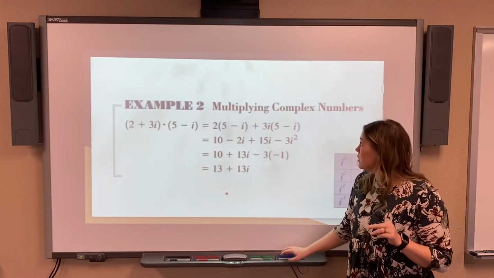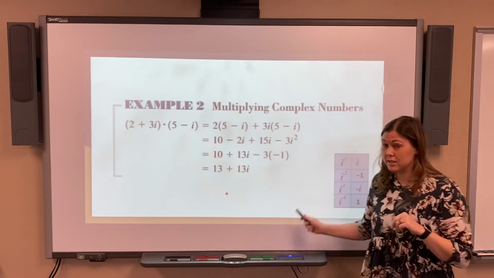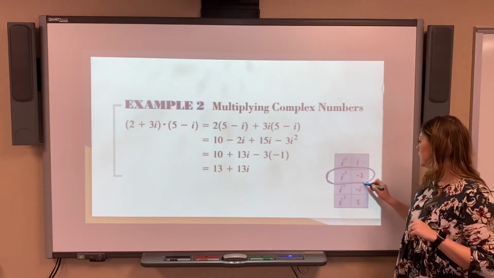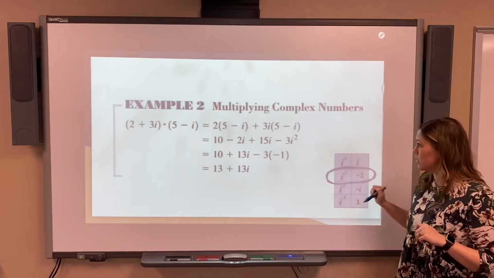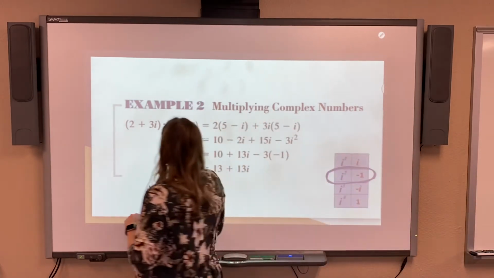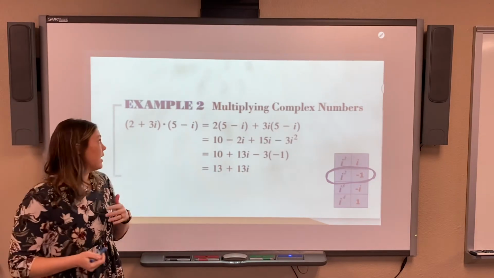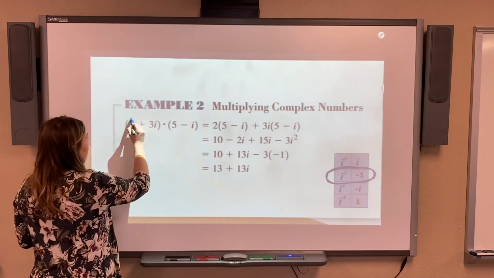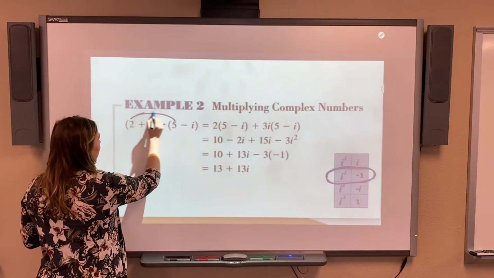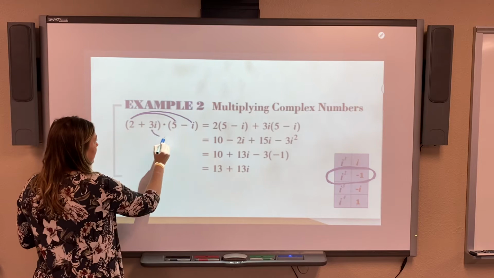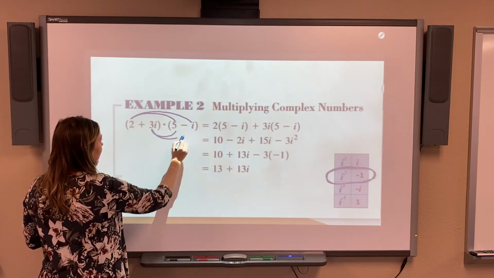Now let's talk about multiplying complex numbers. And I put this here, right here. This i squared we're going to be using. Okay, so our first, we have 2 plus 3i times 5 minus i. So this is like FOILing, okay? So we're going to multiply 2 times 5, and then 2 times negative i, and then 3i times 5, and then 3i times negative i.